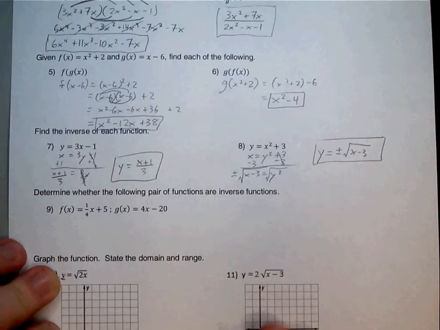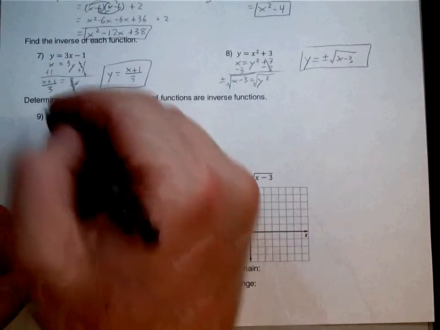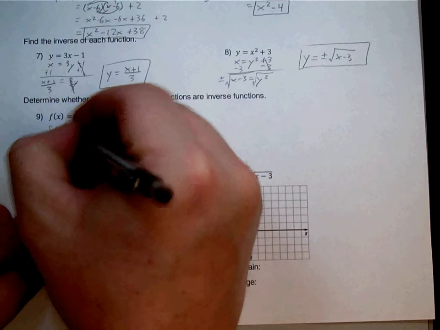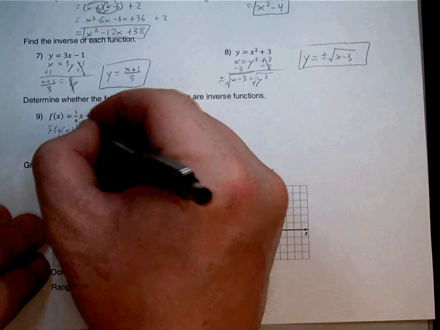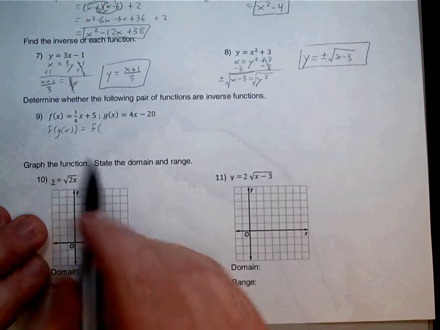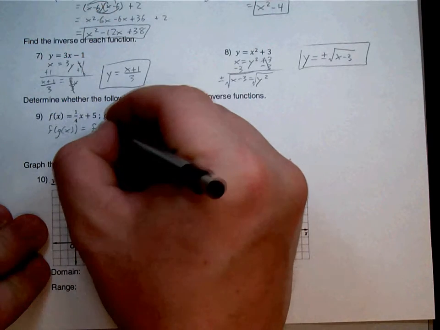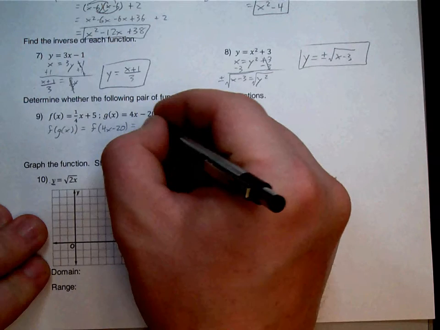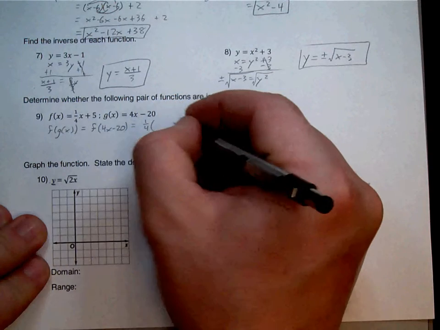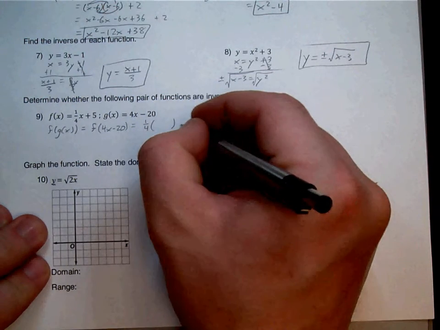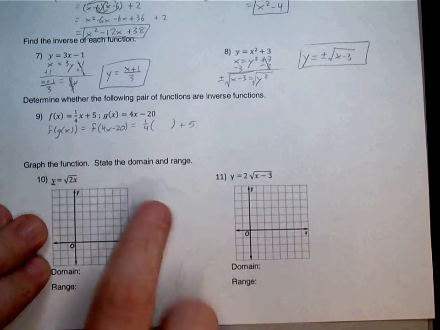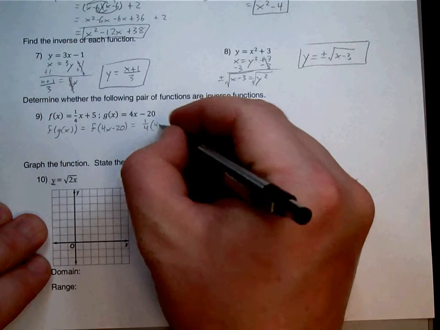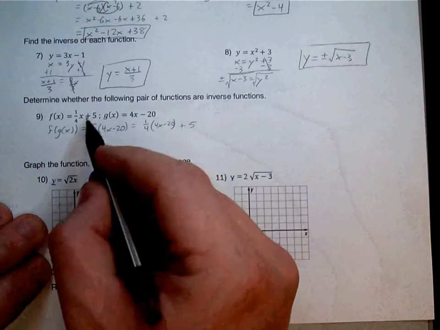Number 9, determine if they're inverse functions. To do that, we first have to take f of g of x. We're checking to see if it equals x. So g of x is 4x minus 20. I plug that into the f. So f says take 1/4 times, and then in place of the x we're going to plug in 4x minus 20, and then you have plus 5.